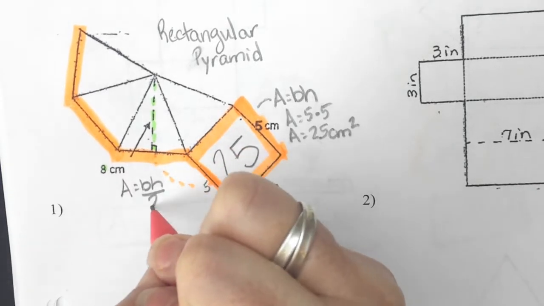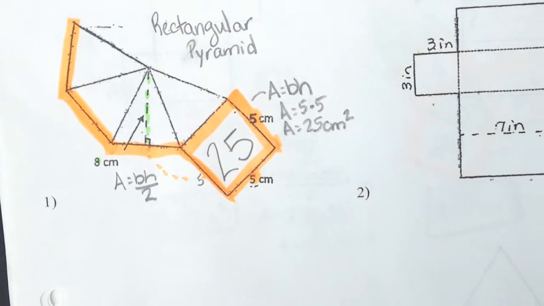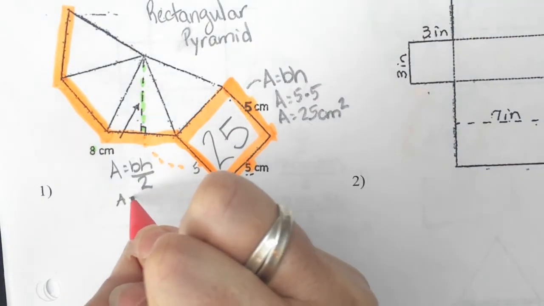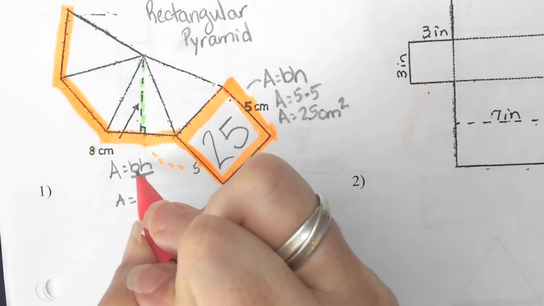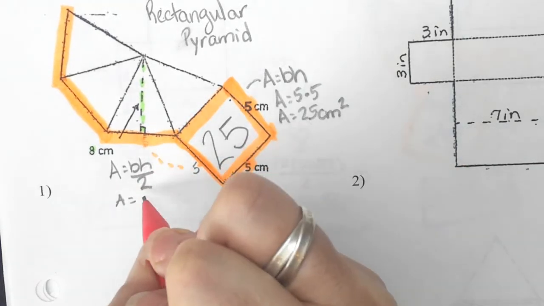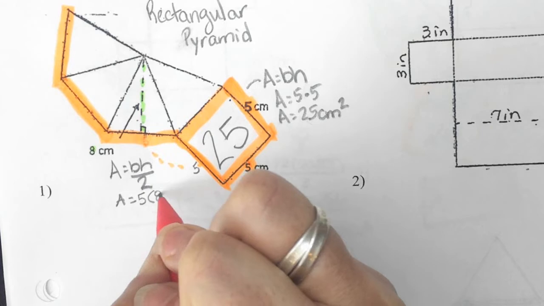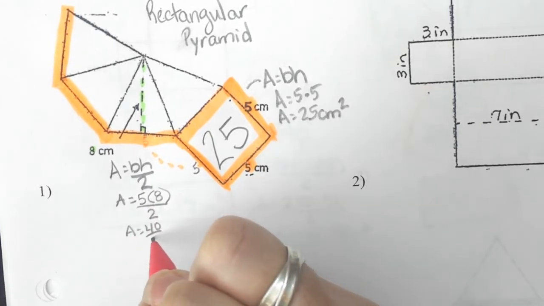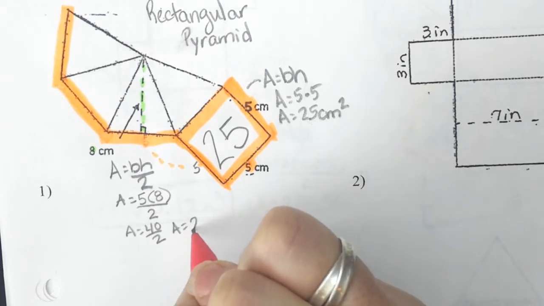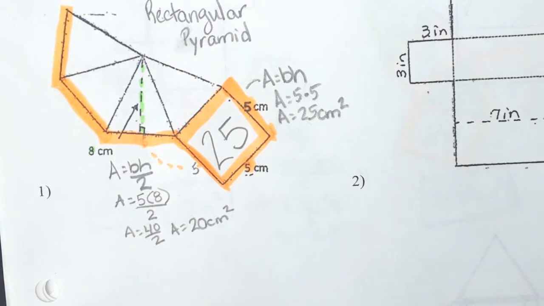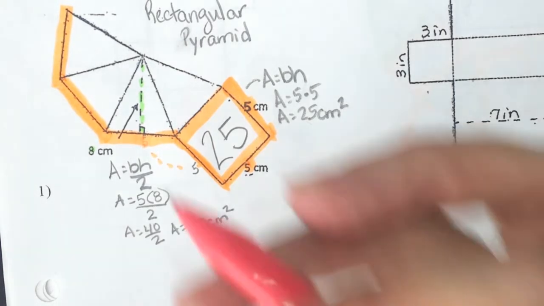The formula is base times height divided by 2. I do not think we'll put the formulas on the test. Make sure you know them. The formula, base times height, divided by 2. So it is a 5 by 8 divided by 2. 20 centimeters squared. Okay, now that is just the triangle.